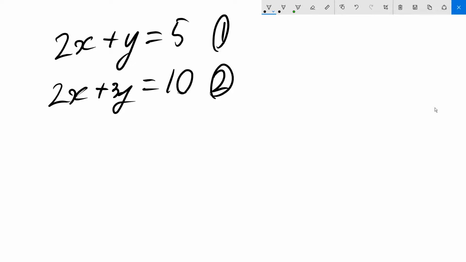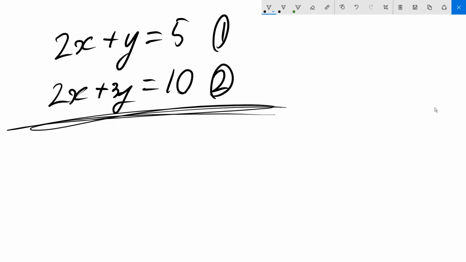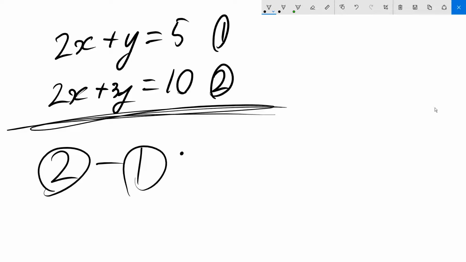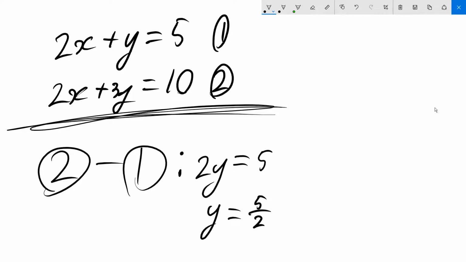subtraction. So what we do is we take the larger equation, in this case equation 2, and we're going to subtract the first equation, and then we're going to put these colon things here. So 2x cancels out, and now we have 2y equals, and then we have to subtract the constants, so we get 5, and that means we have y equals 5 halves.